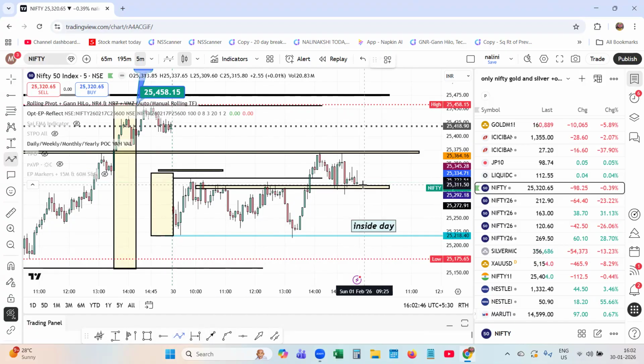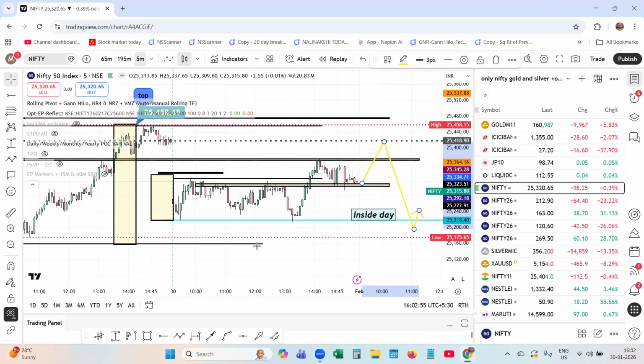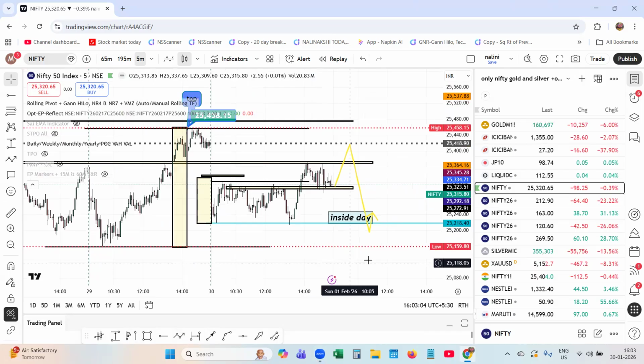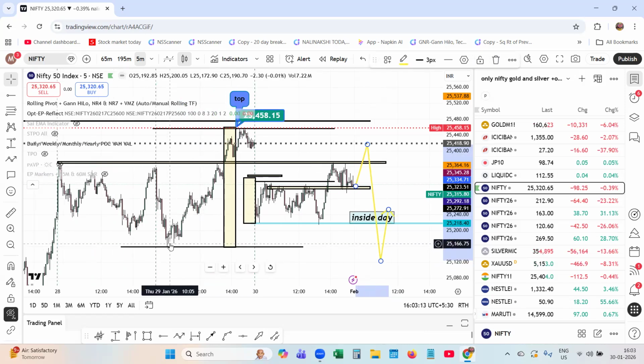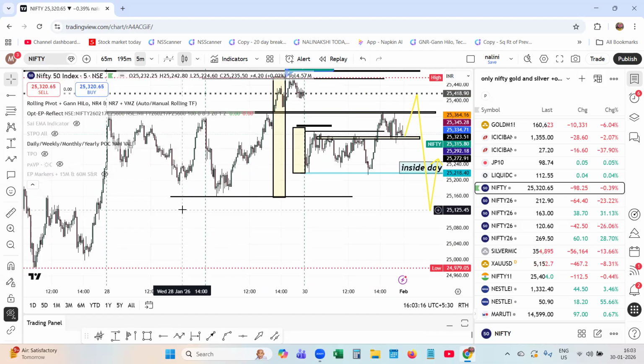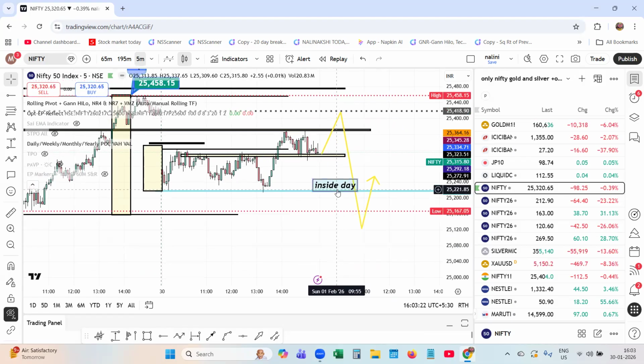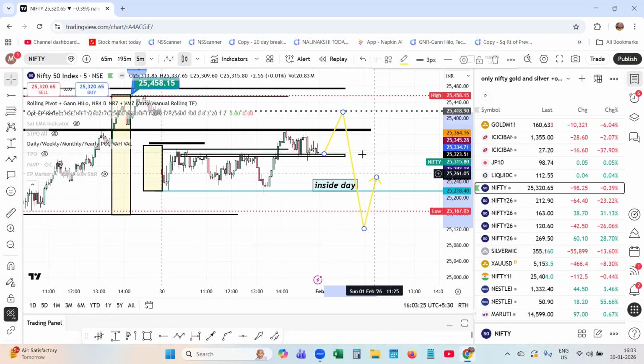Let me pick up this tool. It has an unfinished job of filling this gap. After filling, we need to see whether it is going to break down or break above. It seems that it may fill the gap initially on Sunday, on budget day, then there may be a lot of volatility. If it sweeps, it can sweep this liquidity also. If it sweeps this liquidity, it can go down also. This type of presentation may be seen in the market. Finally, the market may close like a doji candle.